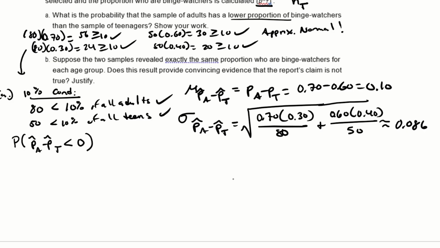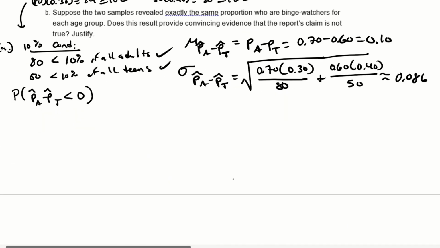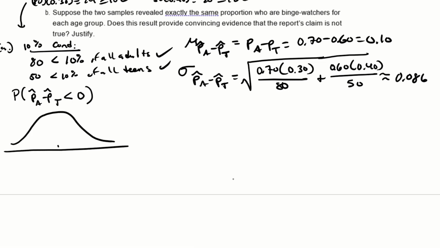Okay, so now let's go ahead and draw the normal distribution curve. So in the middle, we're going to have the difference, which is 0.10, the mean. And then we're going to go by 0.086s, but that's how you would set it up. But we only care about, we want it to be less than 0. Okay, so 0 is here. We want it to be less than that. Okay, so that's the probability there.